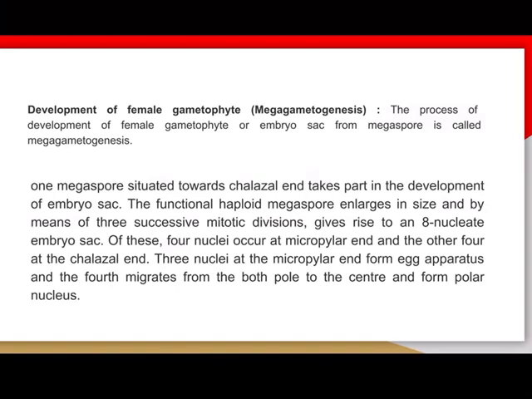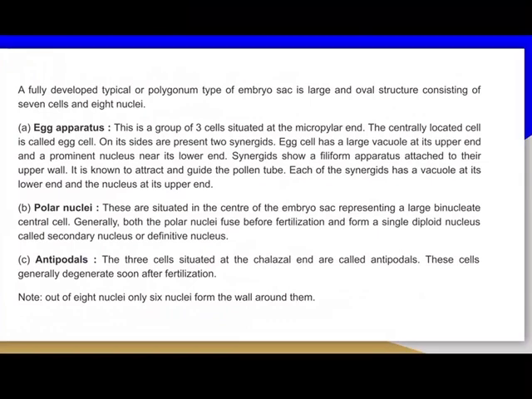After this, 3 nuclei at the micropylar end form the egg apparatus, and 3 form the antipodals, whereas at the center one migrates from each pole. They form the polar nuclei, which fuse together at the center to form the secondary nucleus. So here you will find altogether there are 8 nuclei inside the embryo sac, but 7 cells are produced, 3 at each end and 1 at the center.